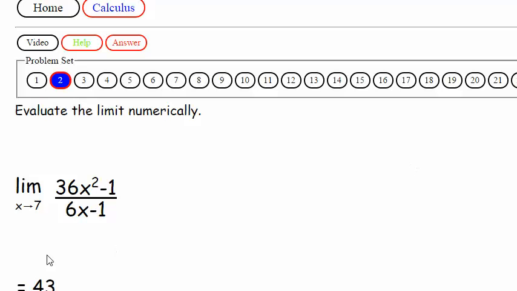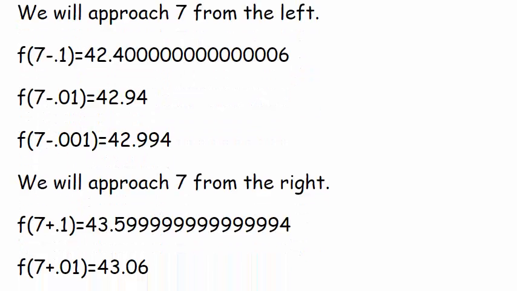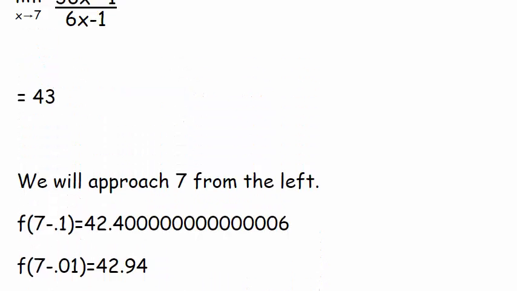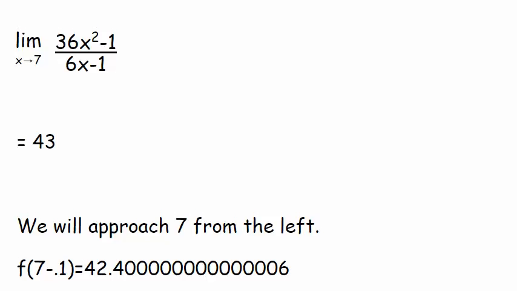So there's nothing to it, just get some numbers, plug it into the left, plug it into the right, and if both those numbers look like they're converging towards the same number, then we know that limit exists, and we can pretty much determine what that number actually is.